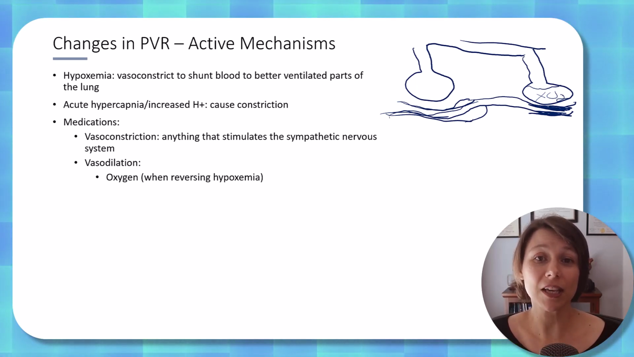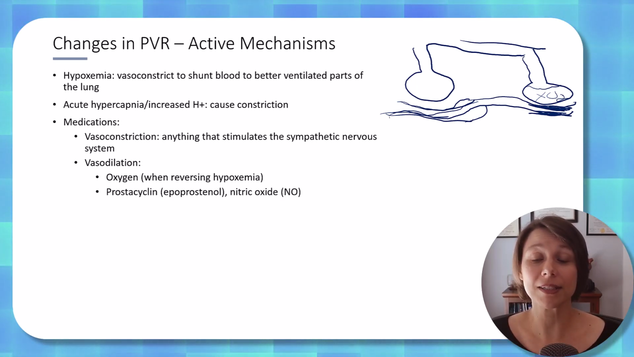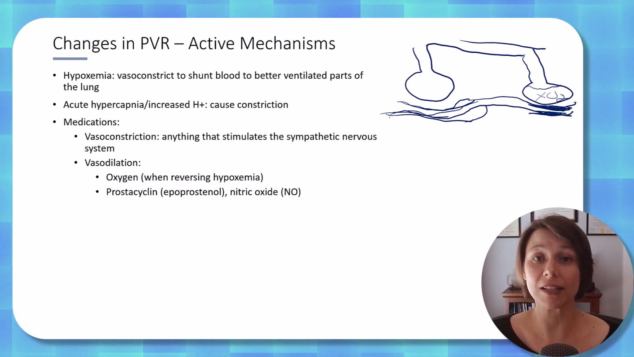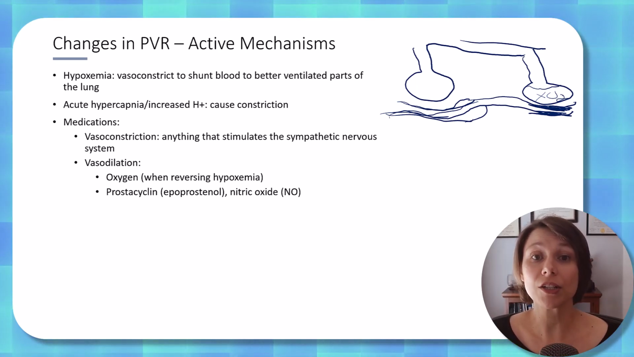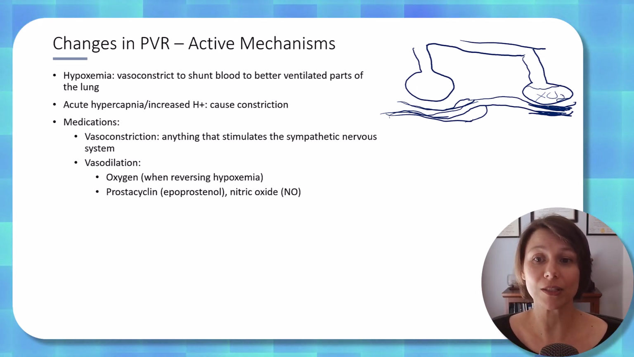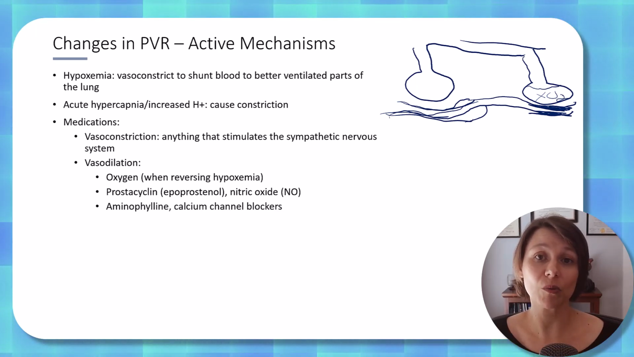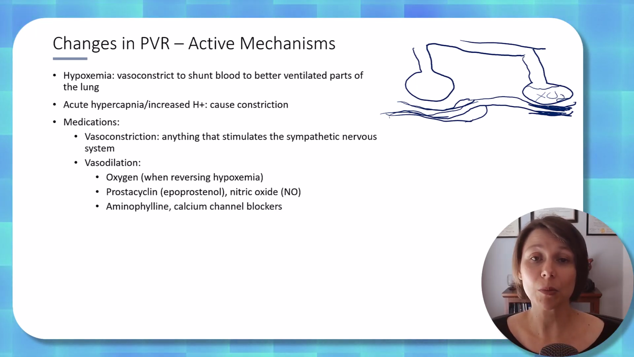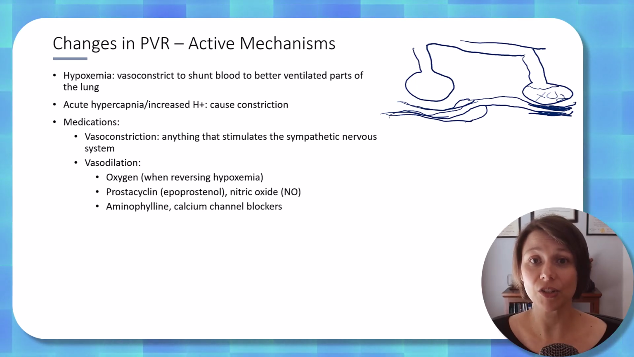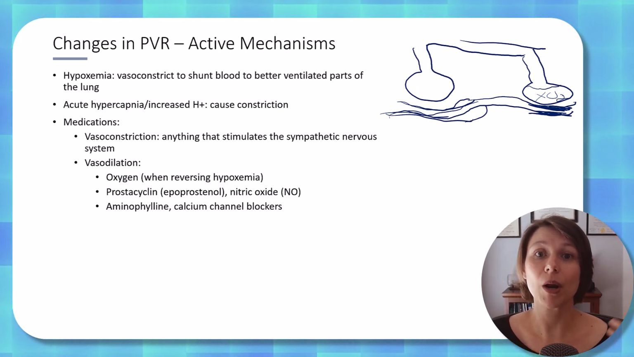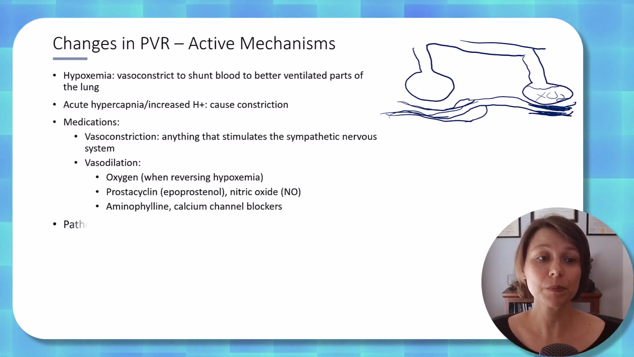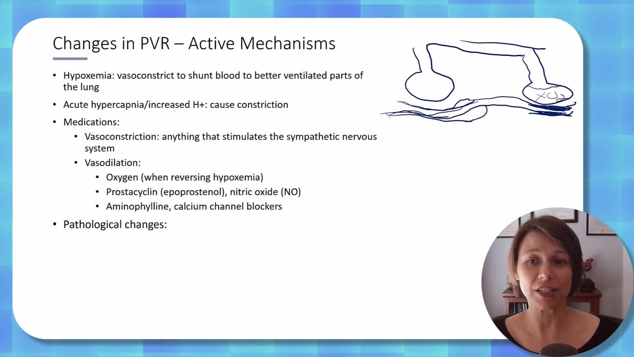I may also have to give other drugs like prostacyclins. Epoprostenol is an example of one, or nitric oxide that can also help vasodilate. Aminophylline and calcium channel blockers will also vasodilate. Calcium channel blockers are actually one of the first line drugs when a patient has primary pulmonary hypertension. And of course, pathological changes, right?